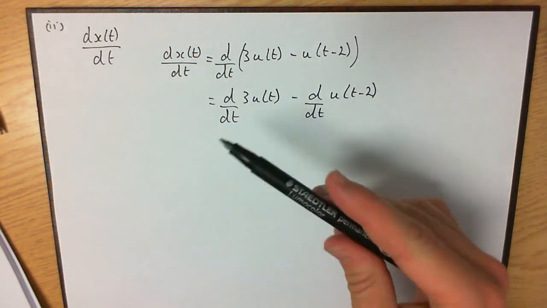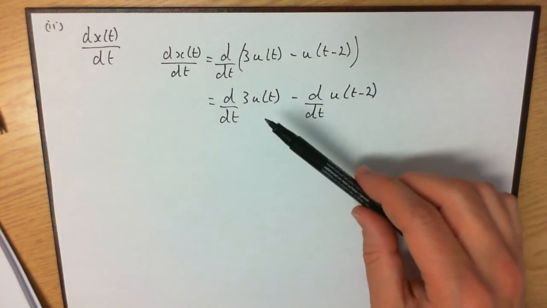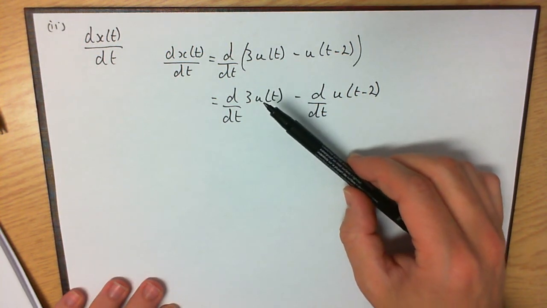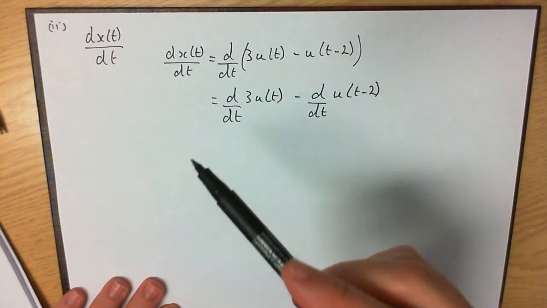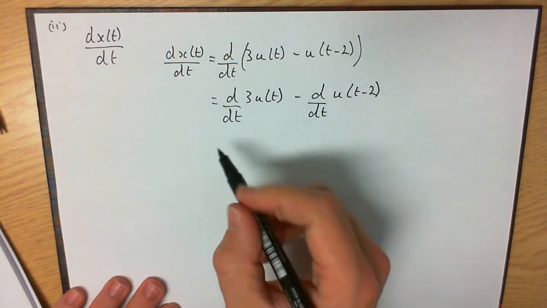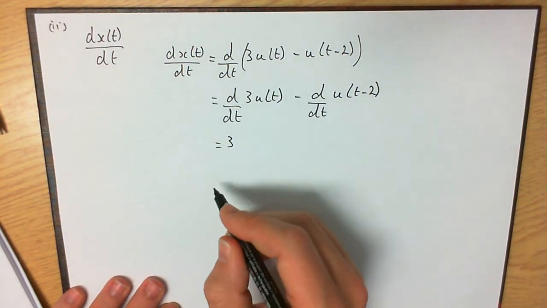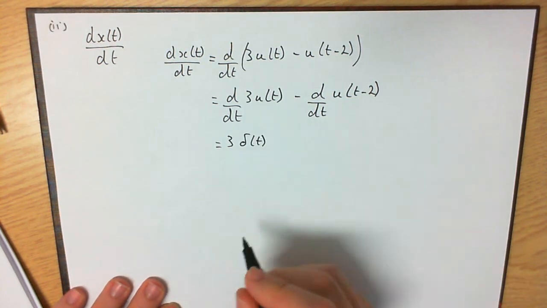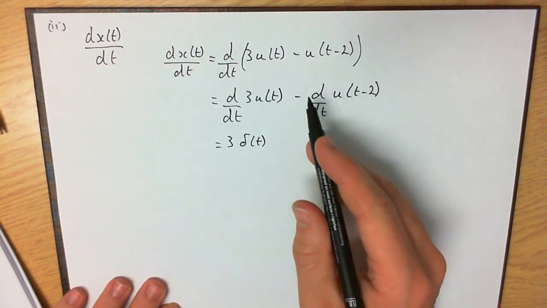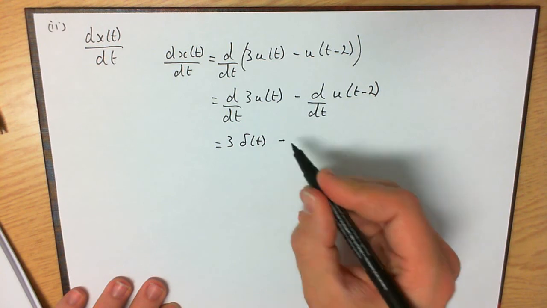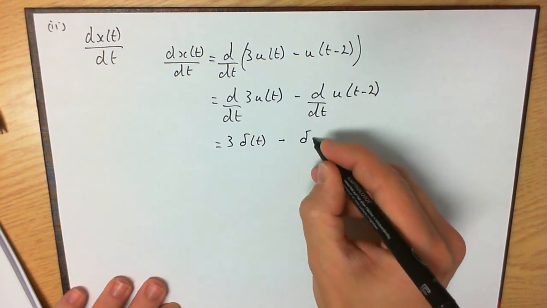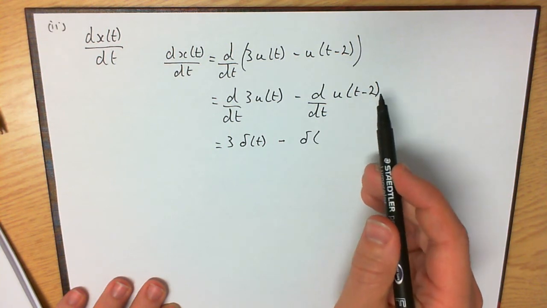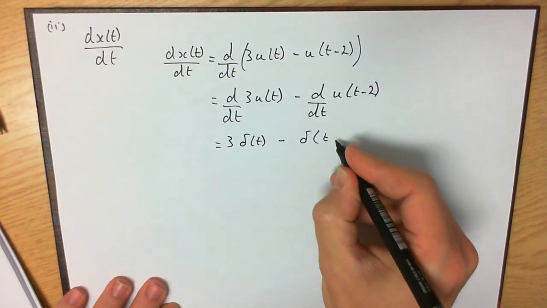And hopefully at this point we'll recall from question 1 on the tutorial sheet that if we differentiate a unit step function, we get an impulse function. And 3 is just a constant, so we can bring that constant out, 3 delta t. Again, let's not forget the minus. We get an impulse function, but it's a time shifted impulse function, delta t minus 2.